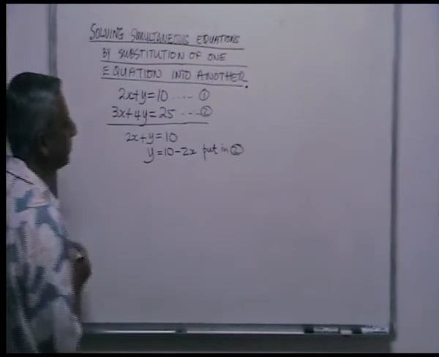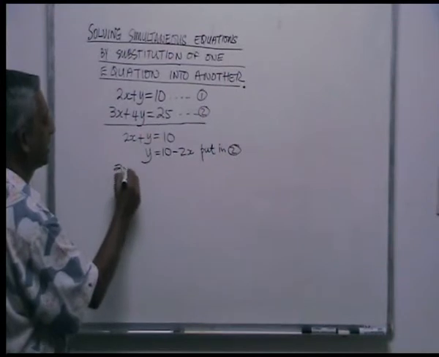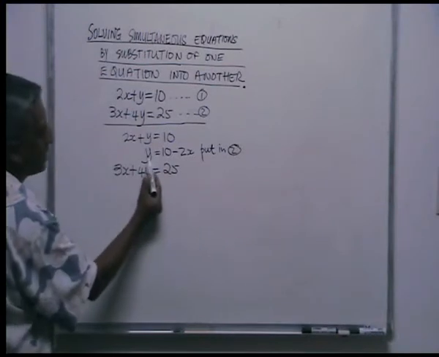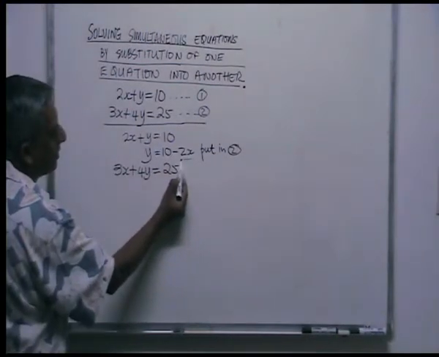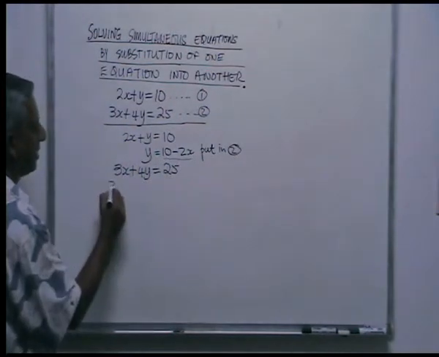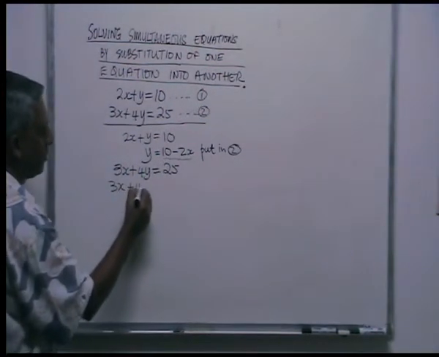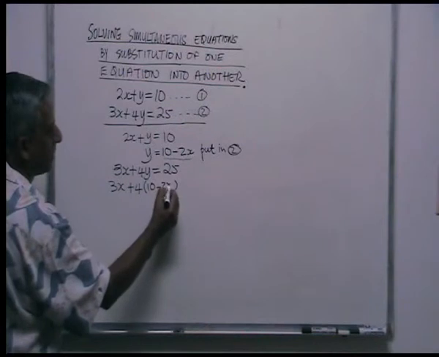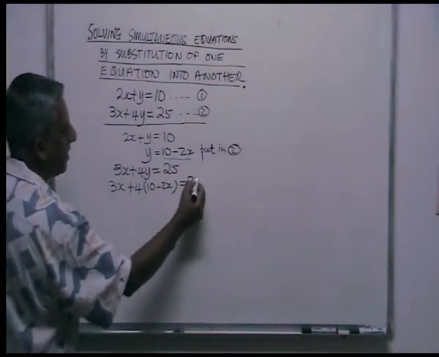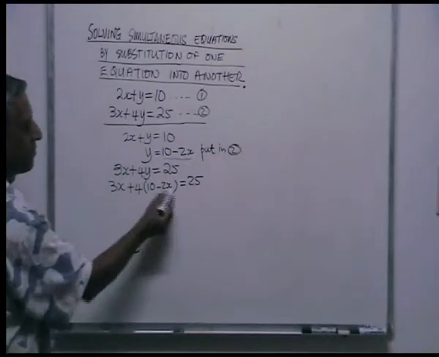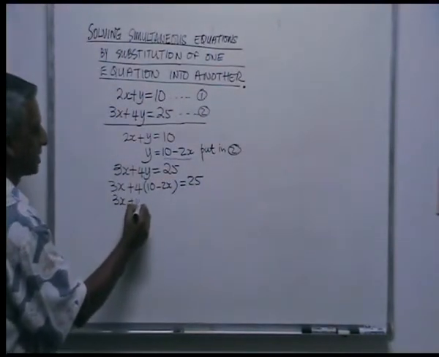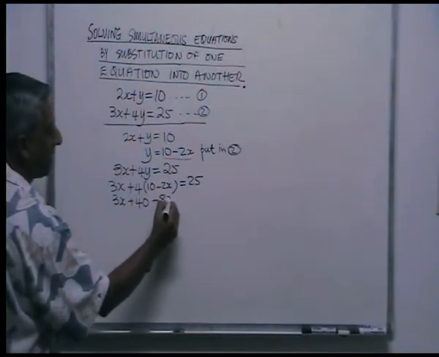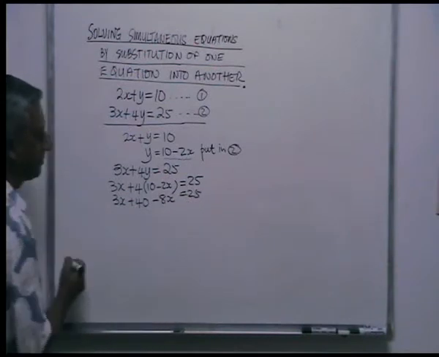So what happens now, you put this in 2. We write down number 2, which is 3x plus 4y is equal to 25. Now where there is y, you write 10 minus 2x. So there's your 3x plus 4, and you open the bracket, and inside the bracket you write 10 minus 2x, is equal to 25. Then you just have to remove the brackets. So there's your 3x plus 4 times 10 is 40, 4 times minus 2 gives you minus 8x, is equal to 25.